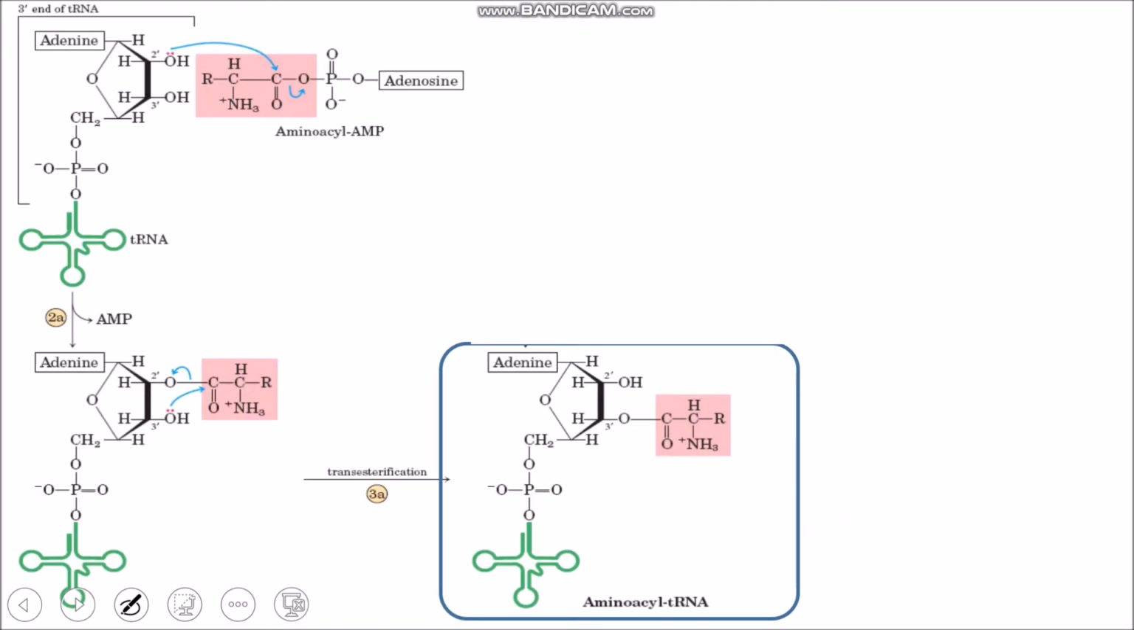So this is the class 1 enzyme. In class 1, this is our tRNA, and this is the CCA portion, where this is A, and this is RNA.